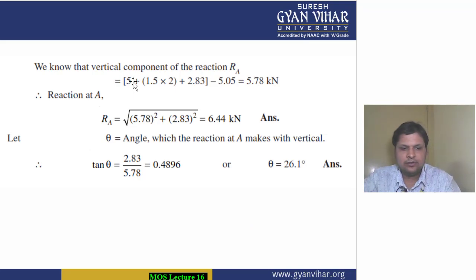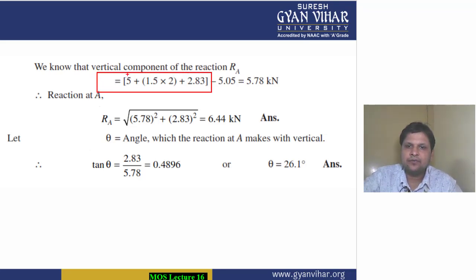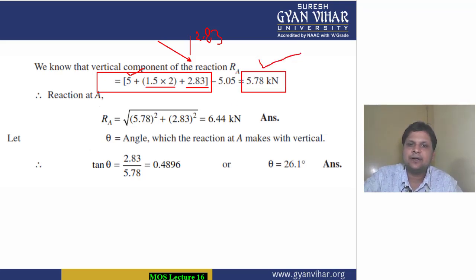Now see, the summation of all the vertical forces is equal to 0. If we apply that, then all the vertical forces going downwards are 5 plus UDL, which is 1.5 into 2. Then you have 2.83, the component of the inclined load in the vertical direction. And what is the force that is going upwards? That is your 5.045, that is RB. So this will give you the reaction at A.